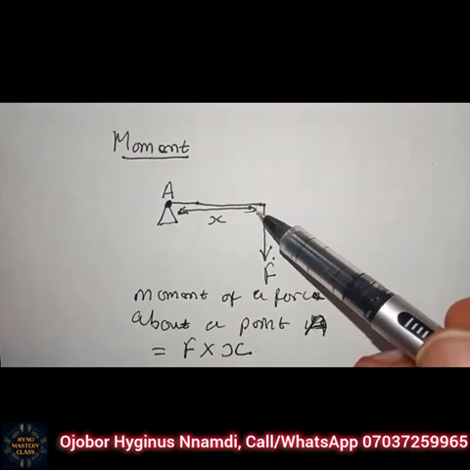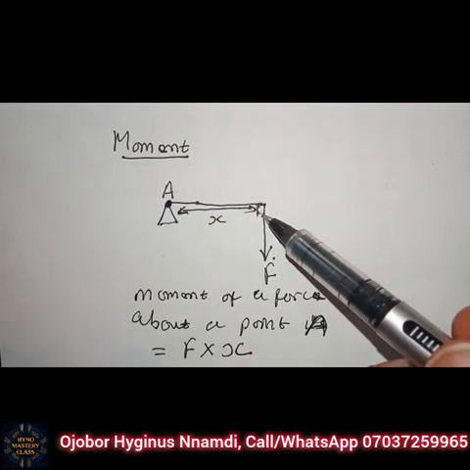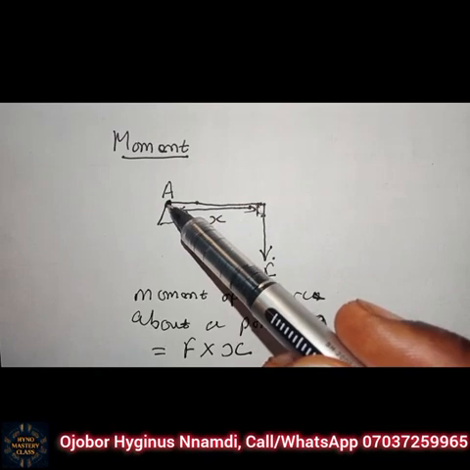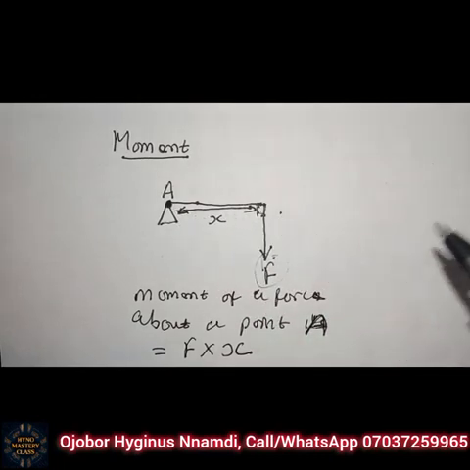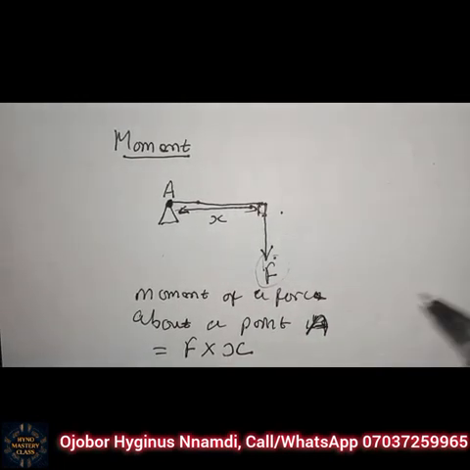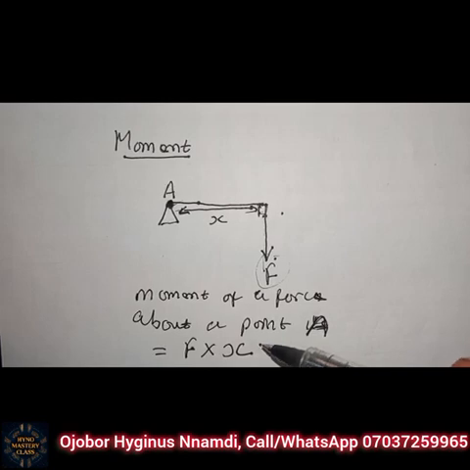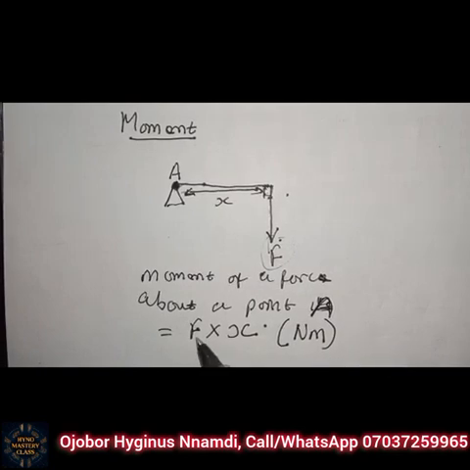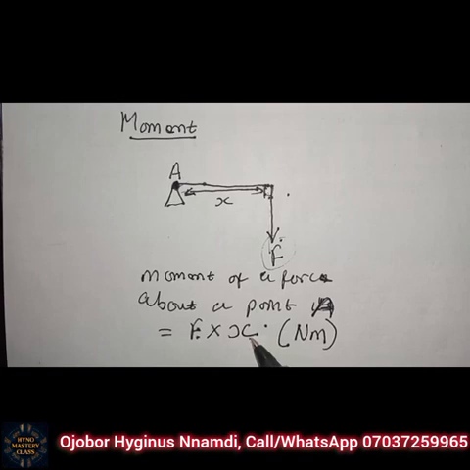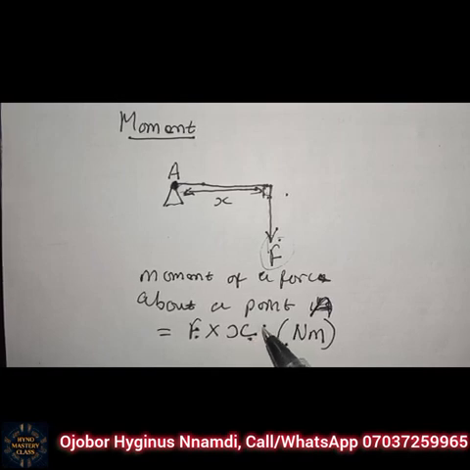Perpendicular because it's 90 degrees with the distance. Perpendicular distance from the line of action, from the turning point to the line of action of the force. This force times the perpendicular distance is what we call moment of a force about that turning point, where F is the force and X is the perpendicular distance. The unit of moment of a force is Newton meters, because the force is in Newtons and the distance is in meters. So that is why it is so.